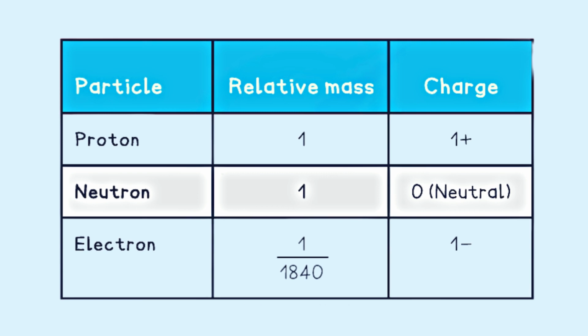The relative mass and charge of protons, neutrons and electrons is mentioned over here. Proton: relative mass 1, charge of +1. Neutron: mass 1, charge 0, neutral. Electron: mass 1/1840, charge -1.